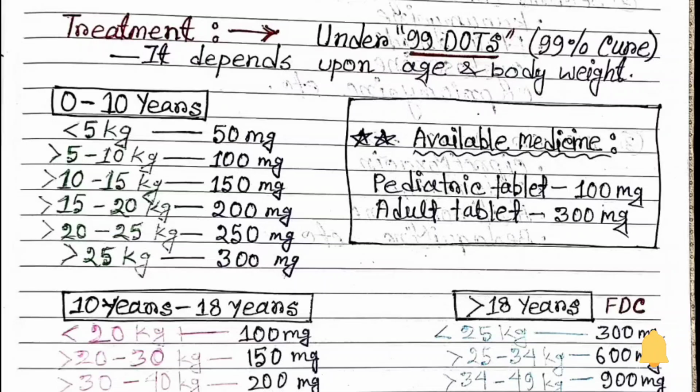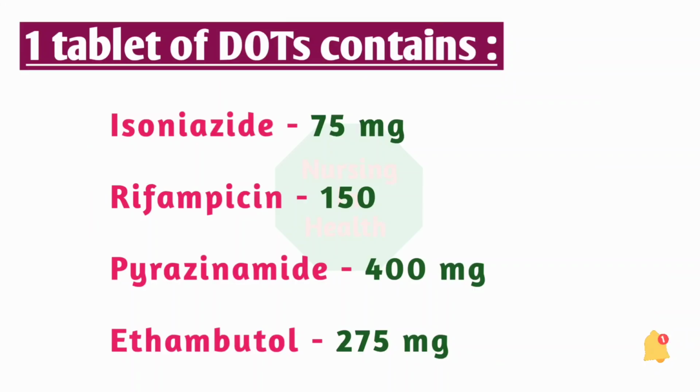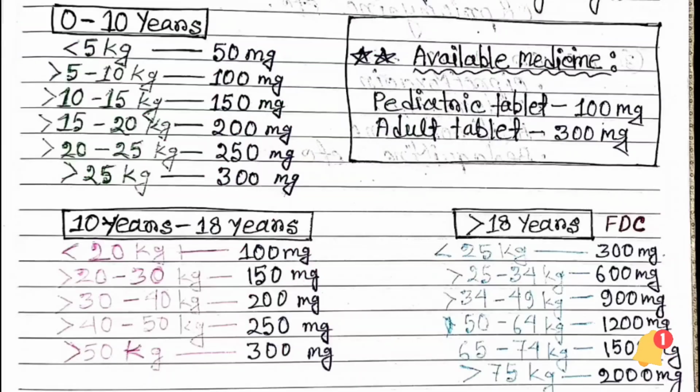DOTS includes HRZE, or isoniazid, rifampicin, pyrazinamide and ethambutol, where the adult dose includes isoniazid 75 mg, rifampicin 150 mg, pyrazinamide 400 mg and ethambutol 275 mg. Dose according to age and body weight is presented here.